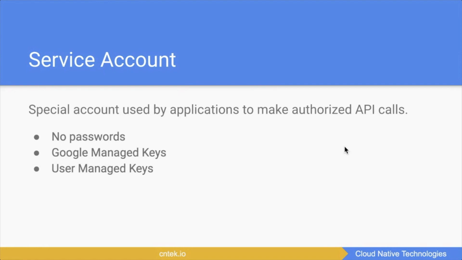And the second type is the user managed key. This is required when we have an application which sits outside Google Cloud Platform. So we download the JSON key and then we authenticate the service account using the JSON key. In this session, we'll focus on the Google managed key, where we don't have to manage the key, and we'll see why it's more secure that way.